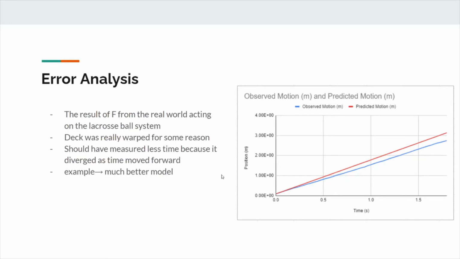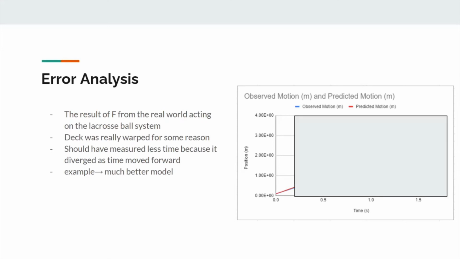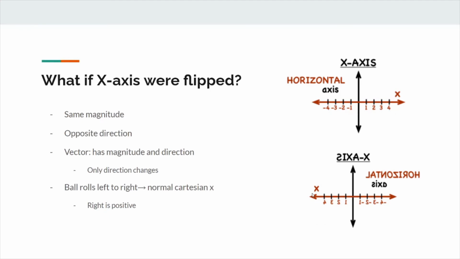I could have measured the ball over a smaller time frame, which would mitigate the effects of other forces acting upon it over time. This would be effectively cutting off the graph as seen here, and this implies that there was not an F-net of 0 for the observed movement, which means there was not a constant velocity for the lacrosse ball. So what would happen if the x-axis were to be flipped?